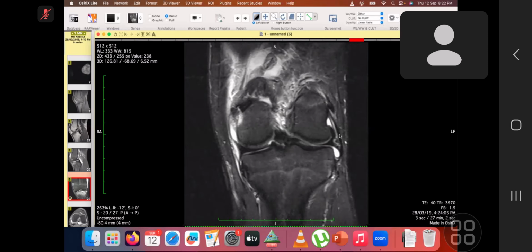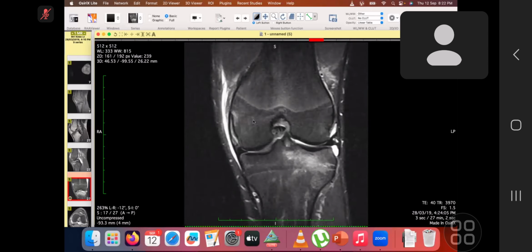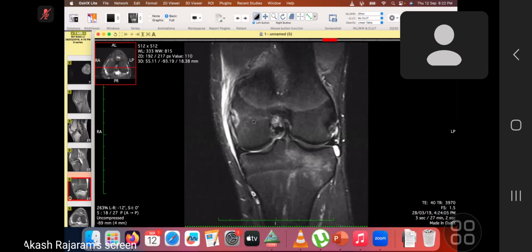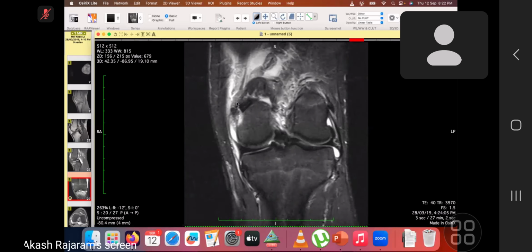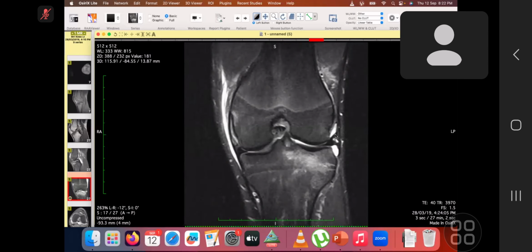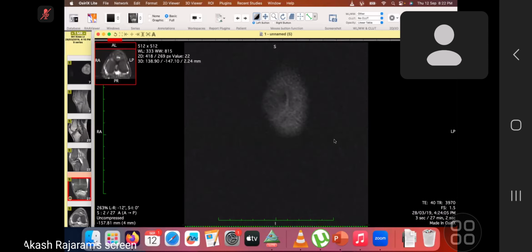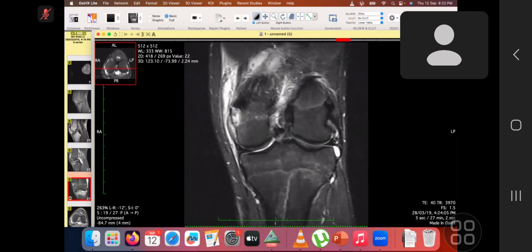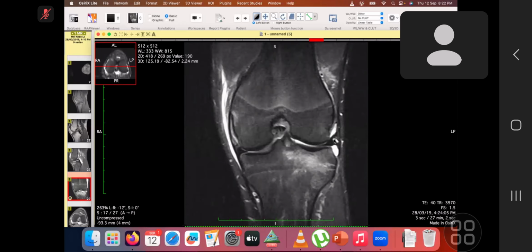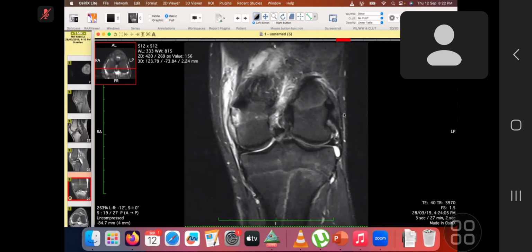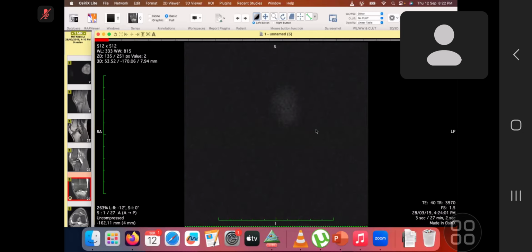Also, I see that there is another lesion corresponding to the area of marginal radiolucency. So can I check again the site? I want to be sure if it's the attachment of the ACL or not. I want to see if there is a sagittal image. Okay, sure.